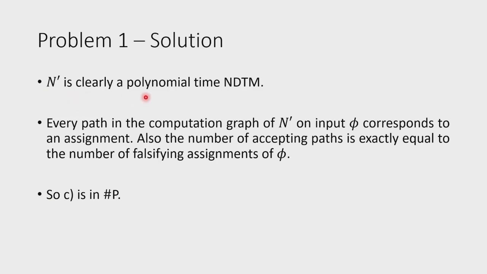So clearly N prime is a polynomial time non-deterministic Turing machine, and just like N, every path in the computation graph of N prime on input phi corresponds to an assignment. However, in this case, the number of accepting paths is exactly equal to the number of falsifying assignments of phi, because N prime accepts if and only if phi of a1 to an is 0, that is, if a1 to an is a falsifying assignment of phi. So C is also in sharp P.